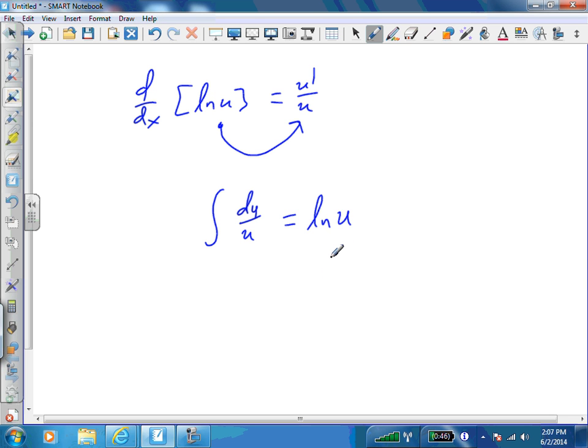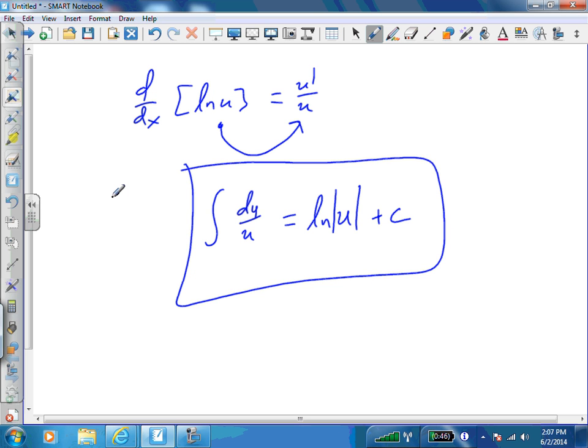Now we have to be a little careful because the domain of natural log is a little bit restricted. What kind of numbers can we take the natural log of? Positive. So we can't take the natural log of negatives. So the way we fix this is we take the absolute value of u. So basically that's our integration formula. If we come up with a function whose integral is du over u, that's going to integrate into natural log of u plus c.